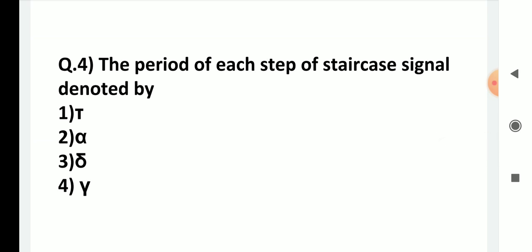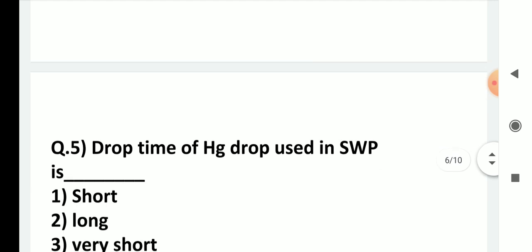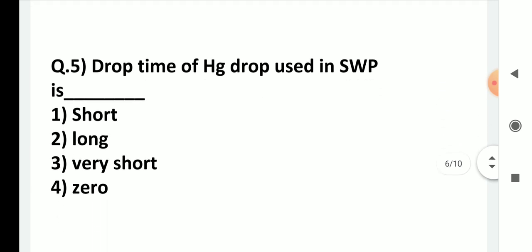The period of each step of staircase signal is denoted by, choices are tau, alpha, delta, gamma. The answer is tau. Drop time of mercury used in square wave polarography is short, long, very short, or 0. And the answer is long, because in the case of square wave polarography, usually a drop time of 5 to 7 seconds is used.